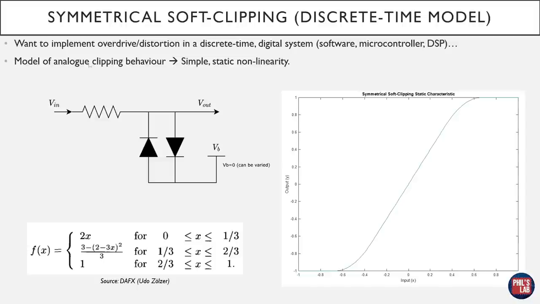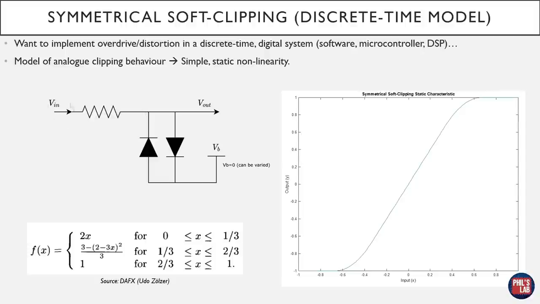We're discussing this because later on we want to implement this overdrive and distortion, this clipping algorithm, as a discrete-time digital system, so we have to make a model of this non-linearity. In essence, we can think of a very simplified model of having an input voltage, a series resistor, these back-to-back diodes to some sort of bias voltage or ground, and we take the output at these diodes.